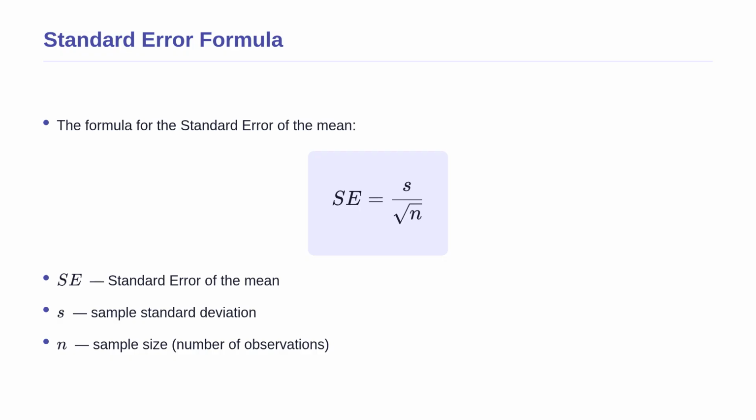Notice what happens physically. If our data is very noisy, meaning S is large, the standard error increases. However, if we increase our sample size N by collecting more data, the denominator gets larger, which forces the standard error to decrease, giving us a more accurate estimate.